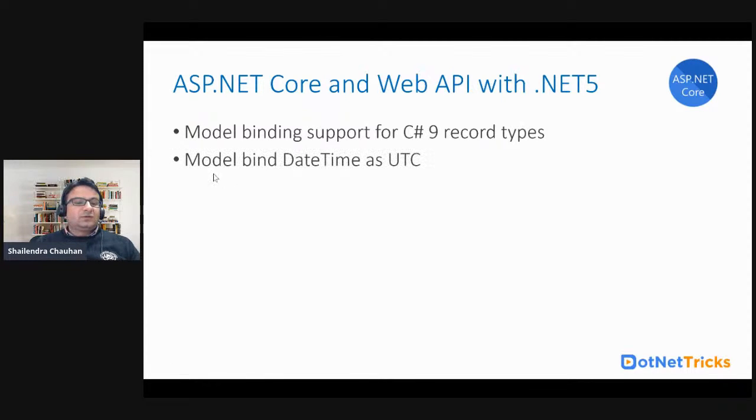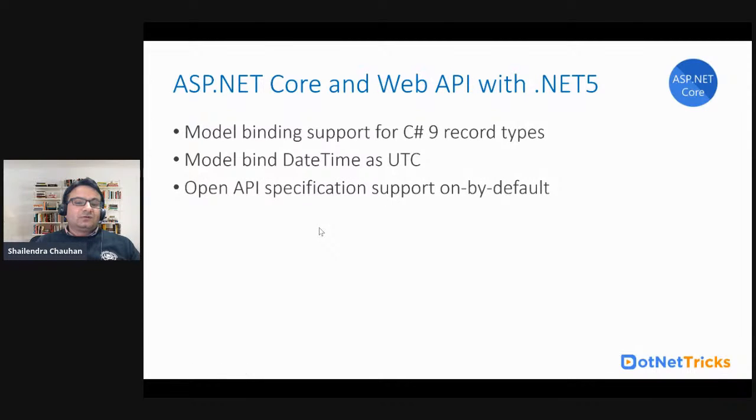In ASP.NET Core, they added support for the C# 9 record type. In C# 9, they introduced one more type, that is the record type. That support they added into model binding. Now if you are sending the date time in UTC, the model binding will take it as UTC.